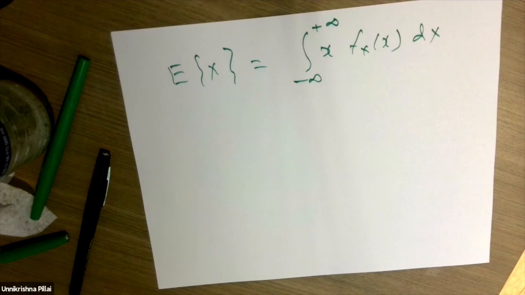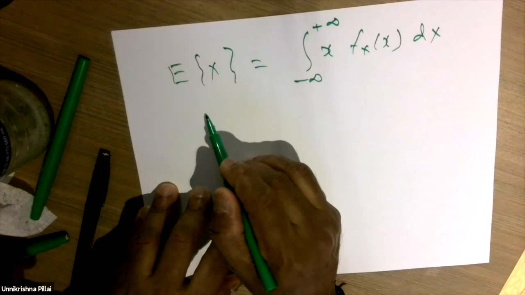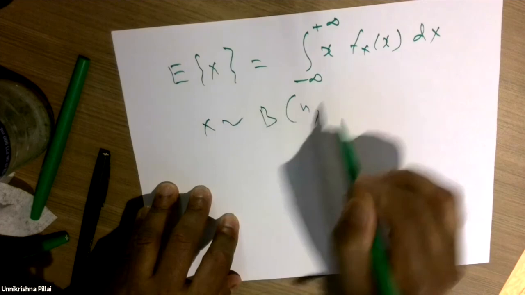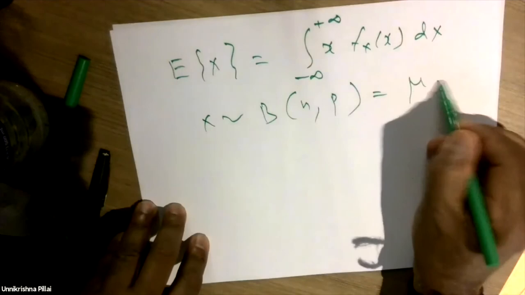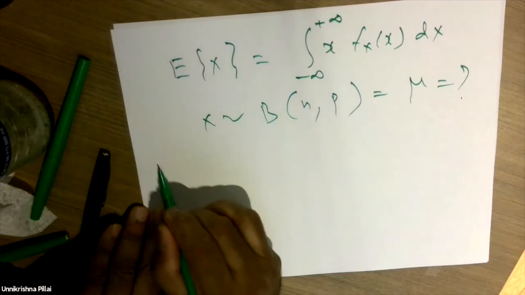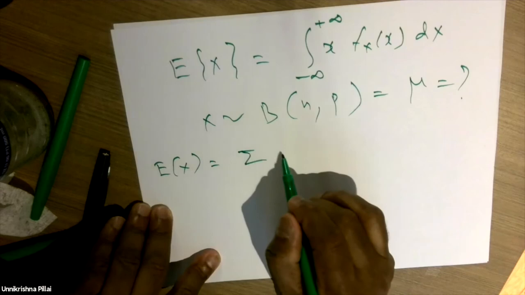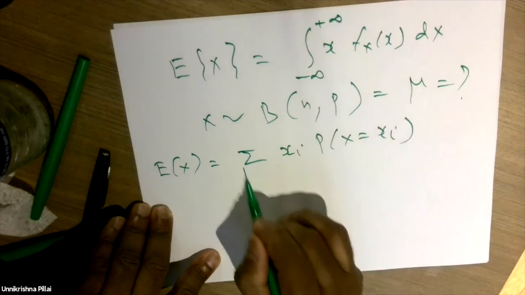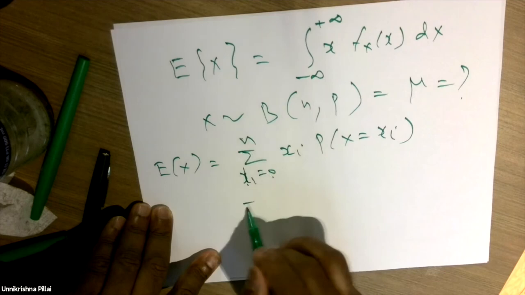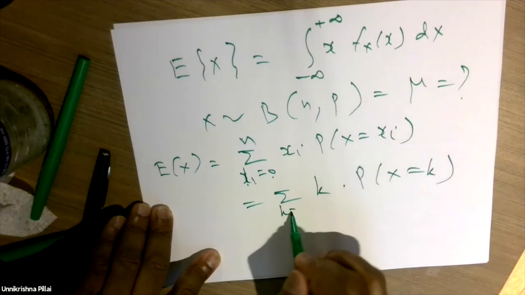So the question is, if X is a binomial with parameters n and p, what is its mean? So let's do this. Expected value of X is the summation of x_i multiplied by probability of X equal to x_i. Remember, for a binomial, x_i only goes from 0 through n, and x_i's are integers. So I can rewrite this as k multiplied by probability of X equal to k. You need to go home and practice on all the problems that we know. I'll do a few here.